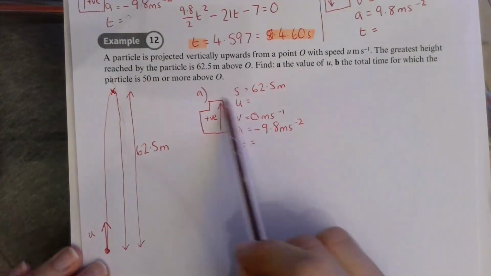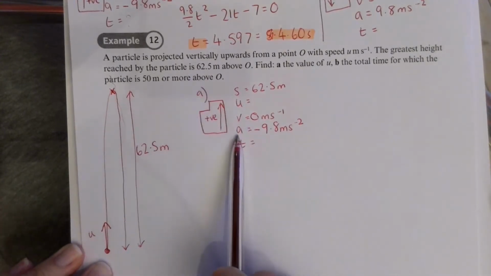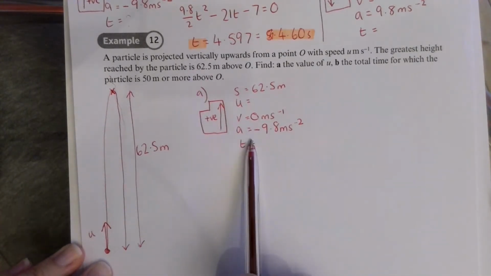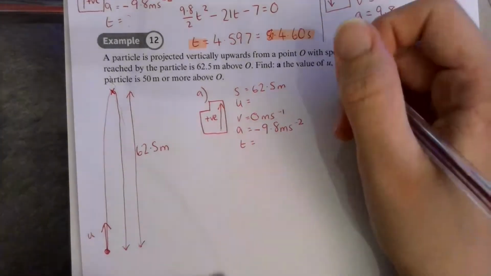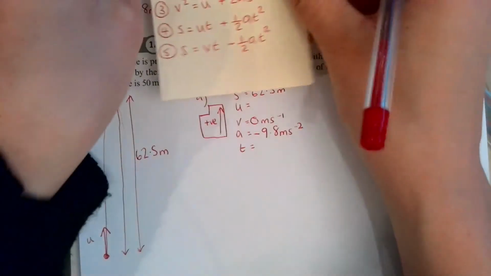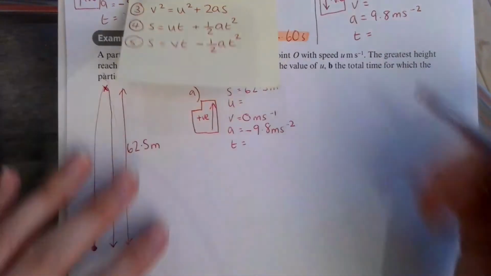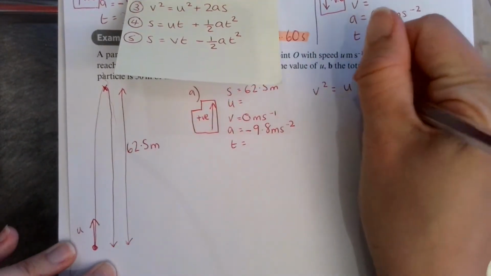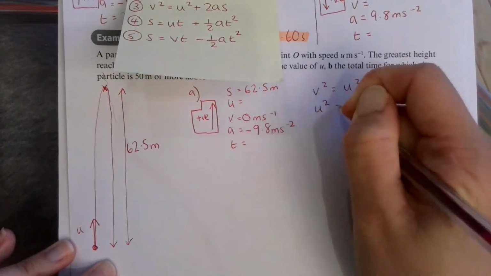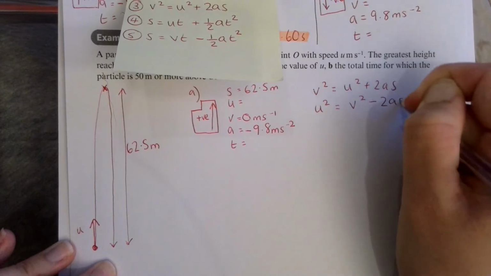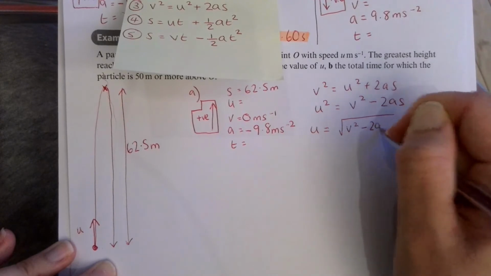Make sure you're really clear in your head about these sign conventions. If we're taking upwards as positive, then the acceleration is negative because the acceleration acts downwards. I am trying to find out what u is, so looking at which formula to use from earlier, I'm going to use v squared equals u squared plus 2as. I want to know what u is, so let's rearrange. We get u squared equals v squared minus 2as, and so u is the square root of v squared minus 2as.